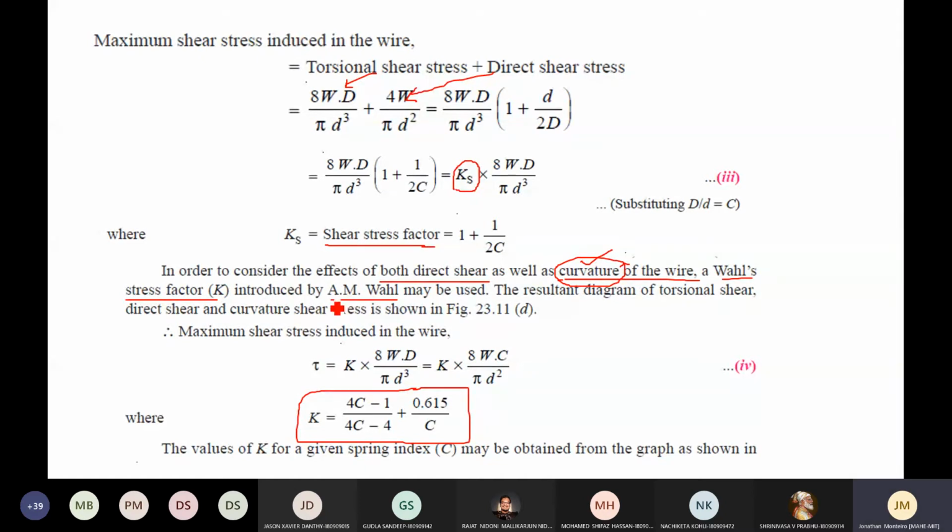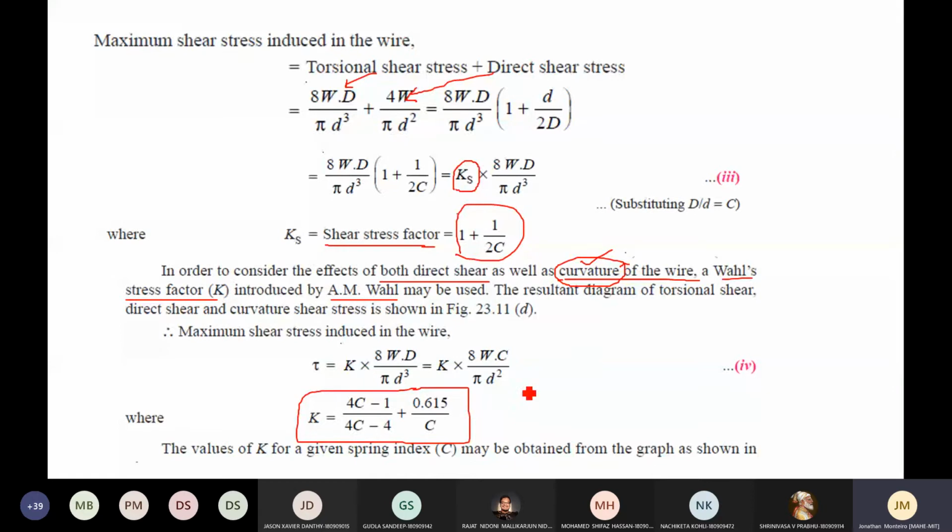If it says neglect curvature effect, then we don't use this. I repeat, this is when all three things, that is torsional, direct and curvature effect, are felt. When only torsional and direct shear is there, then you can happily use 1 plus 1 by 2C. Otherwise, you use K equal to (4C minus 1) by (4C minus 4) plus 0.615 by C.